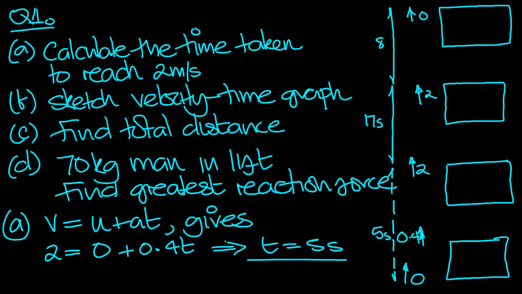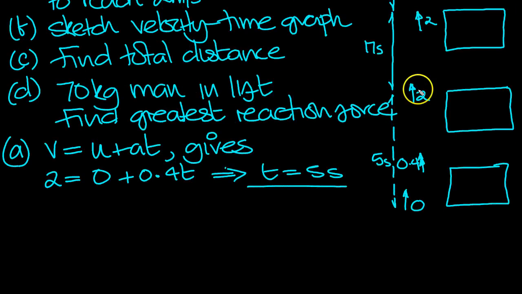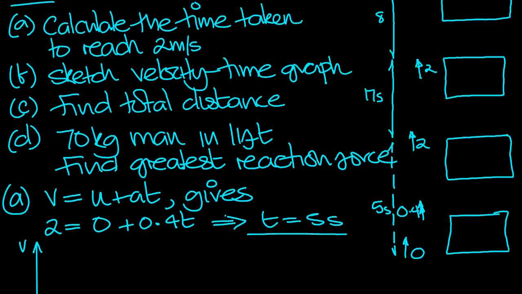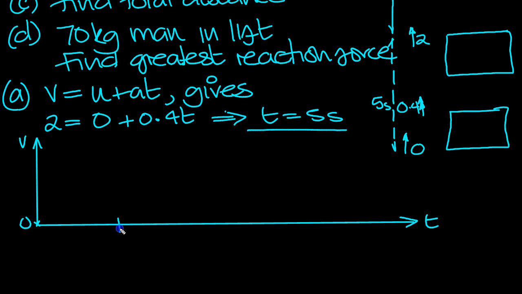Now, sketch a velocity time graph. So I'll do a quick sketch with this digital pen. Okay, so it starts from rest at time t equals 0. This is the velocity. This is the time. This is the origin. So it's 5, 17, and 8, so that's a total of 30. So let's do 10, 20, 30.